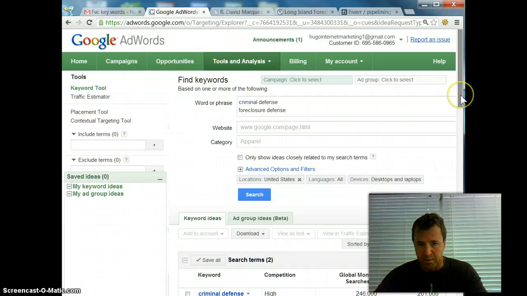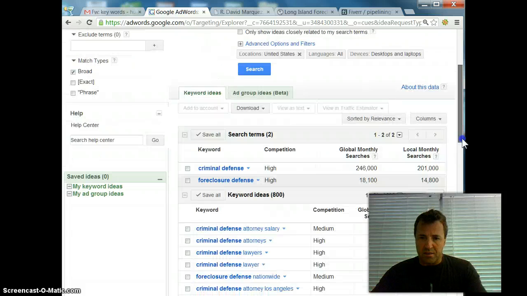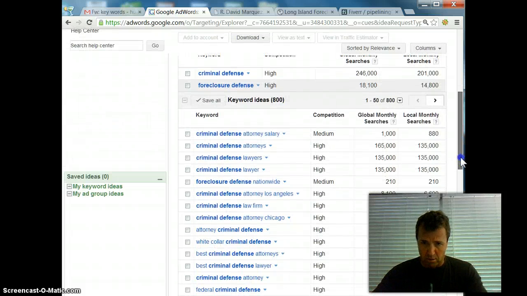You have two lines of business here, criminal defense and foreclosure defense, and I looked up in their records what people typically Google. On the right side, local monthly searches, that is in the US. That's what people Google in the US. You don't want global numbers. If you scroll down, you'll see that for criminal defense, the high search volumes occur for attorney, lawyer, and so on. All those phrases are criminal defense attorney plus a location.